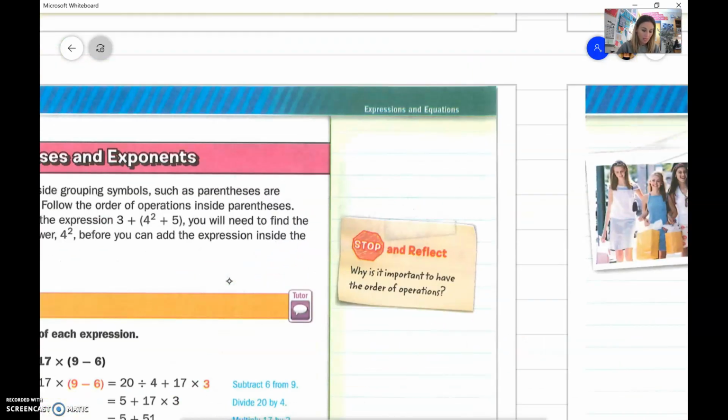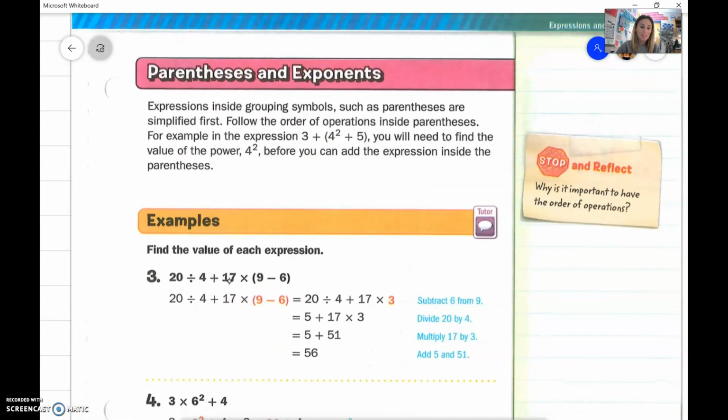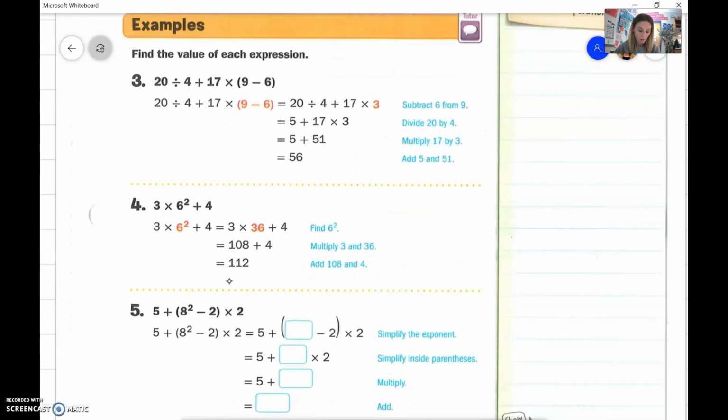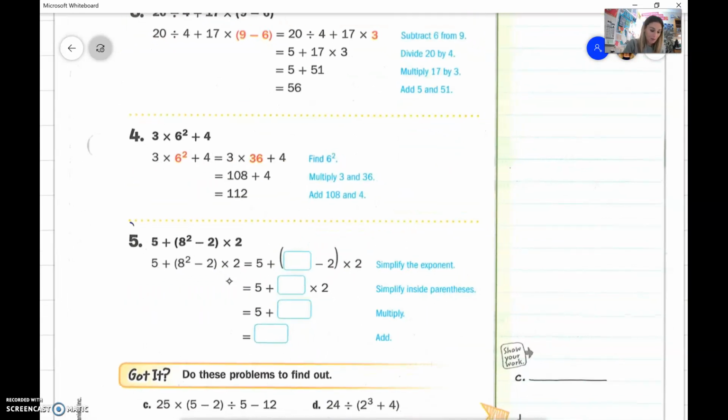So go to the next page. Parentheses and exponents, page 443. Now we're going to be taking a look at the P and the E. Nothing changes. We're just going to do whatever comes first. So let's practice. Let's take a look at number 5.